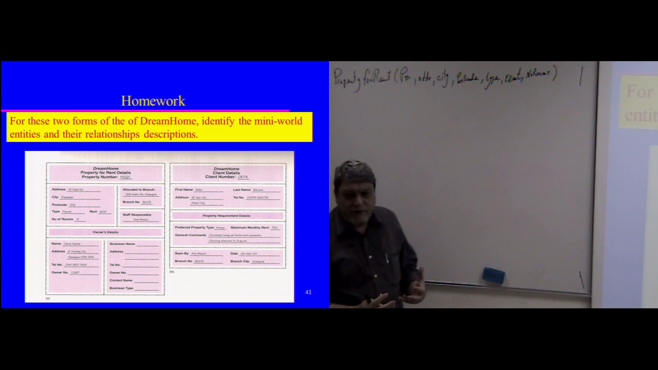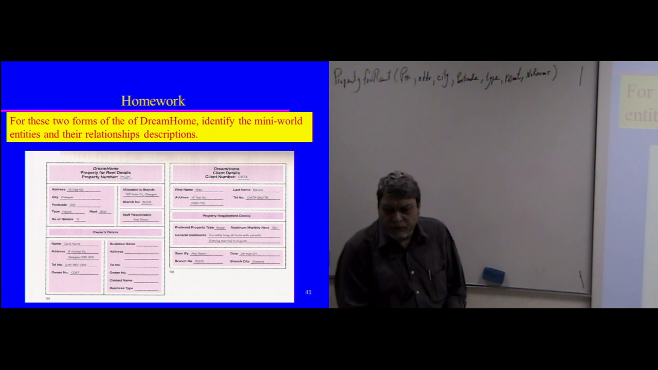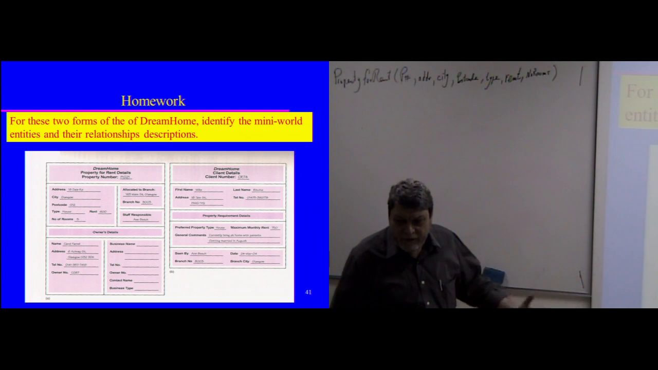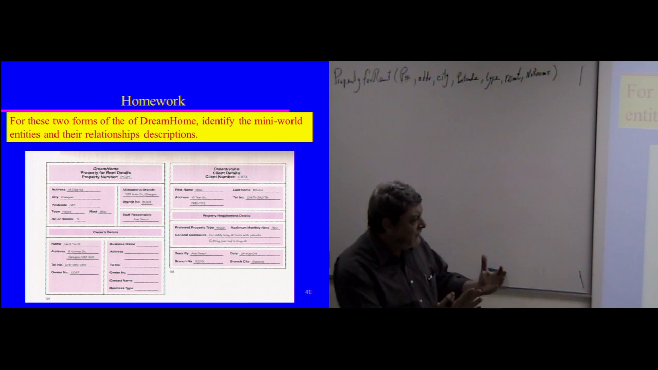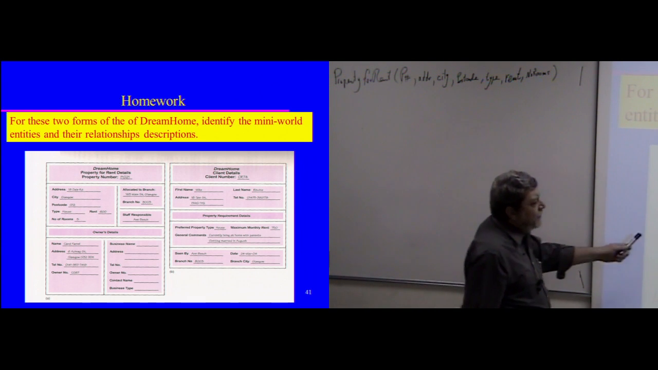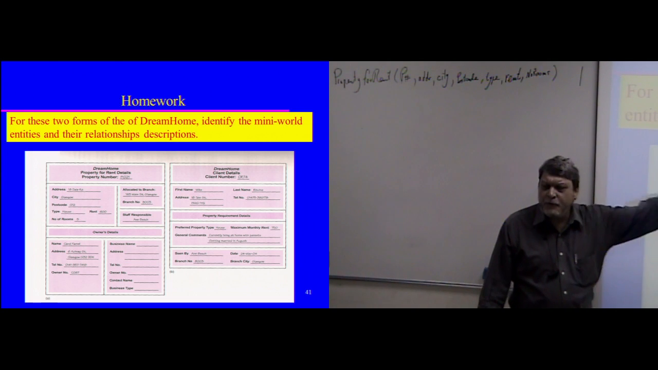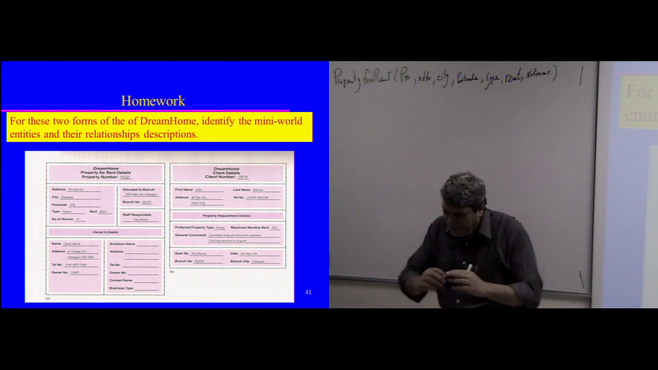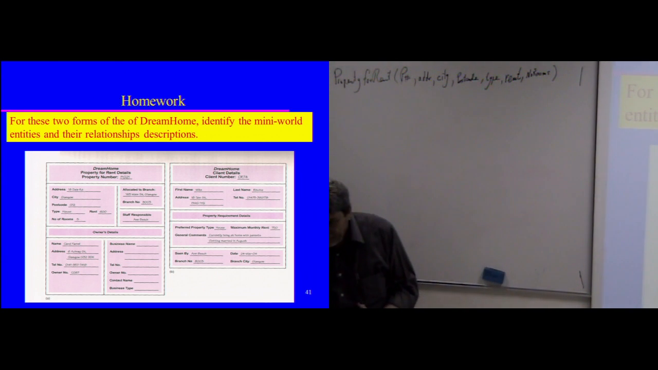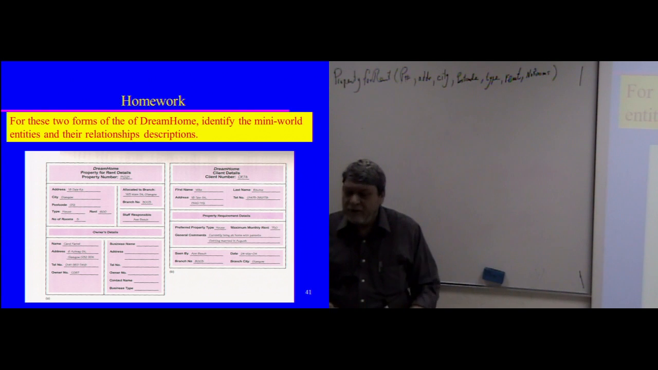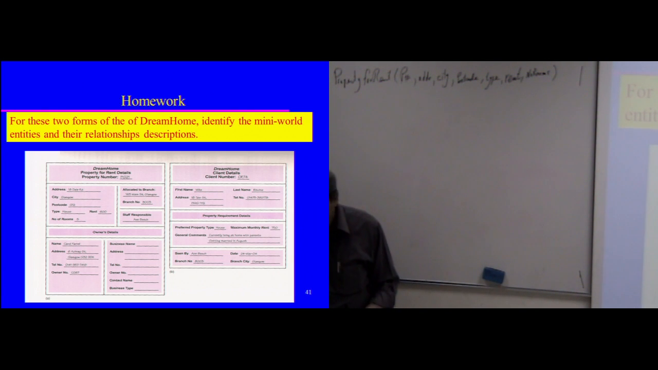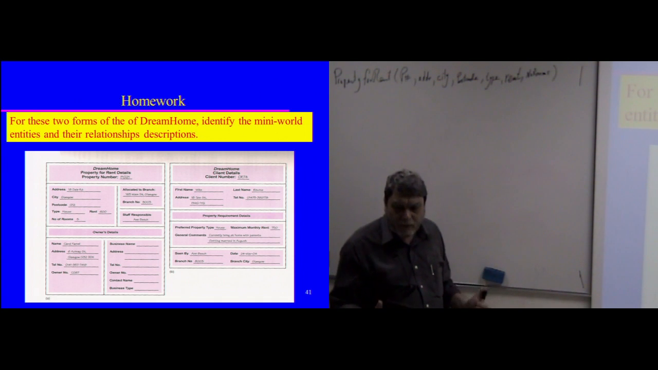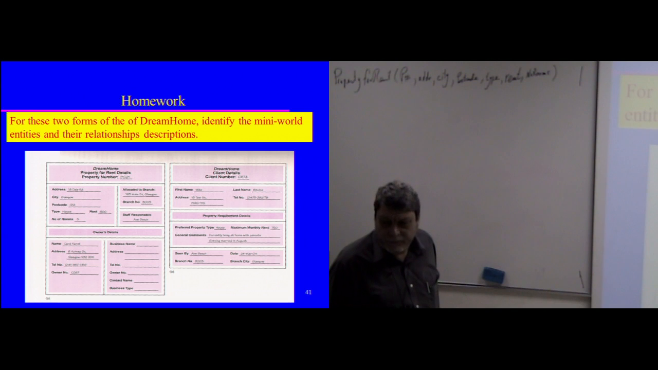What other entities can I identify in this form? What other entities? The major entity comes from the title. Property for rent is one major entity type, right? What other entities or entity types can I infer or find in this form? What other types? What other entities?